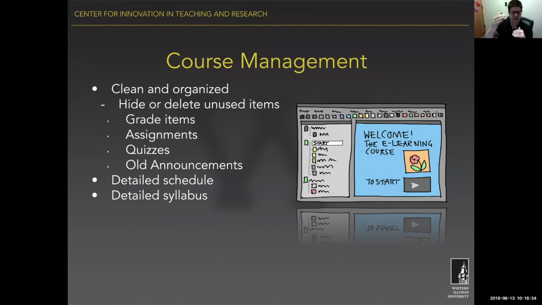By default, the announcements tool is above the course content, so it just pushes all the course content down, and they have to scroll to even get to that stuff. So any unused or outdated announcements, go ahead and either delete or hide those is what I recommend. What I do is I put an end date on all my announcements.